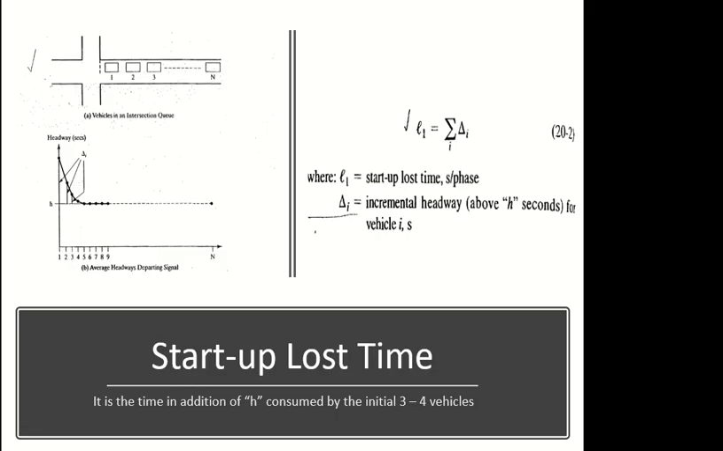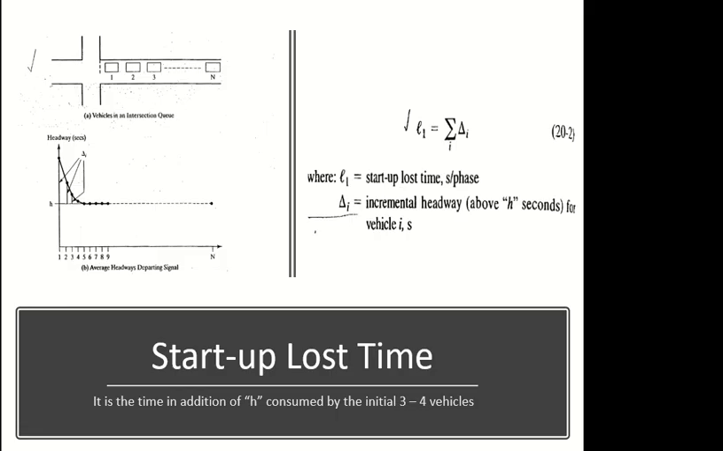So every time the signal becomes green, it takes a few vehicles to get to the minimum headway. So whatever you are getting more than the minimum headway is part of your startup loss time. For example, your minimum headway, saturation headway, was 2.5 seconds. The first two vehicles took 4 seconds. So 2.5 and 4, you got 1.5 seconds extra, right? So this 1.5 seconds is part of startup loss time.